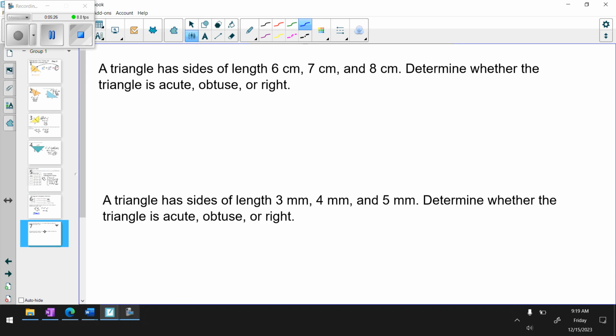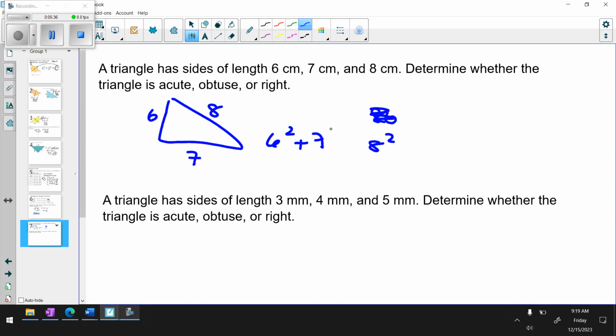All right, next one, 6, 7, 8. Obviously, 8 has to be the larger side. 8 squared versus 6 squared plus 7 squared. I won't put that in. So that's 36, 49. 36 plus 49 is 85. And this is 64. That's greater. This is an acute triangle.